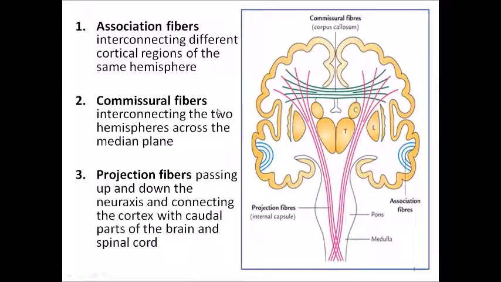The second type of fibers are commissural fibers interconnecting two hemispheres across the median plane, visible as green color fibers in this picture. An example is the corpus callosum. Projection fibers pass up and down the neuraxis and connect the cortex with caudal parts of the brain and the spinal cord, visible as a dark pink color. An example is the internal capsule.